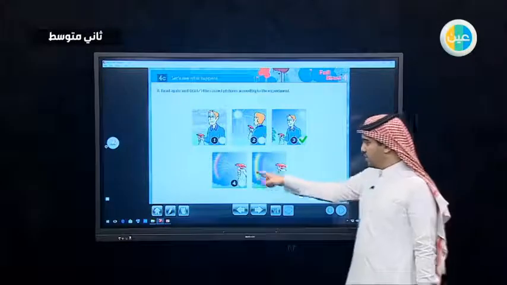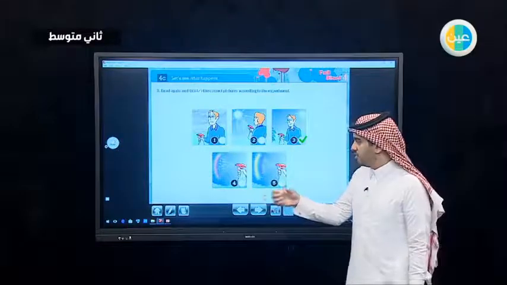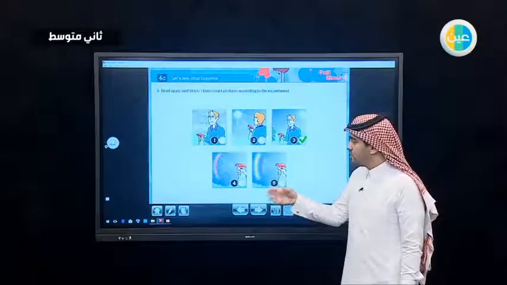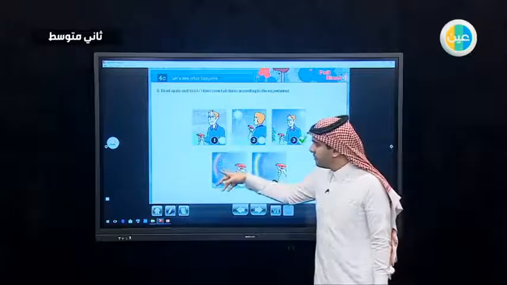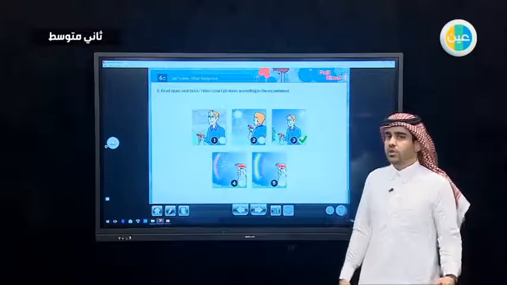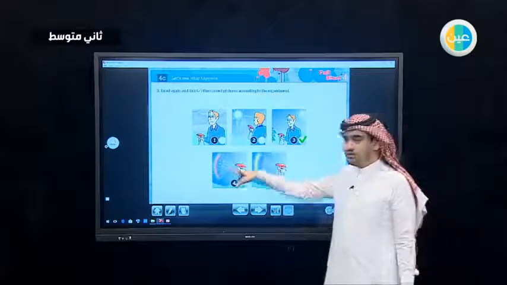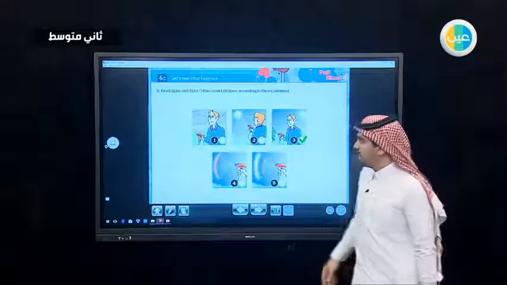Now let's take a look at number 4. Okay, water is sprayed, and we have 2 colors. Do you think this is a rainbow with 2 colors? Me too, I don't think so. So this one is not the correct way of doing this experiment.